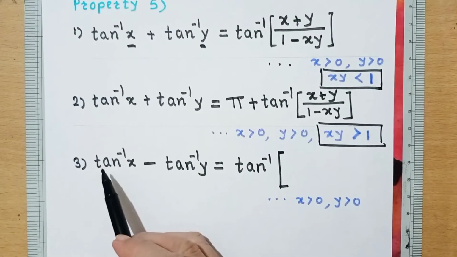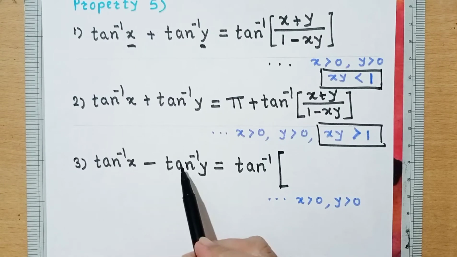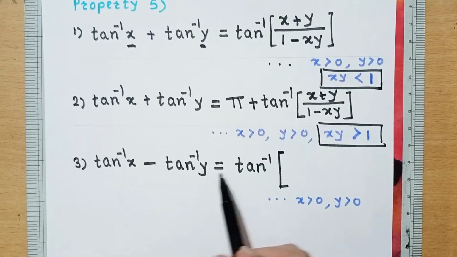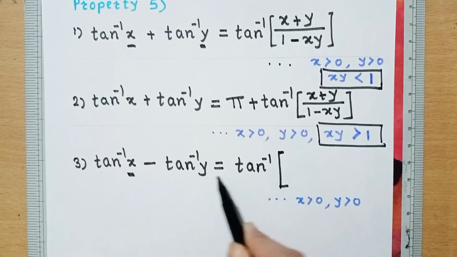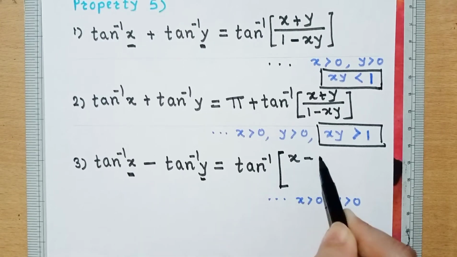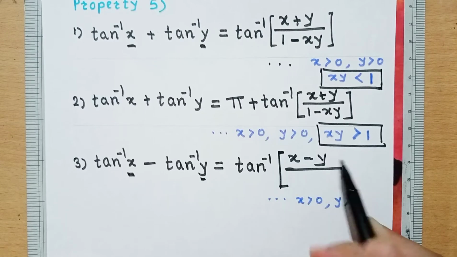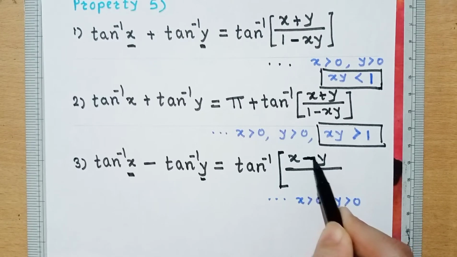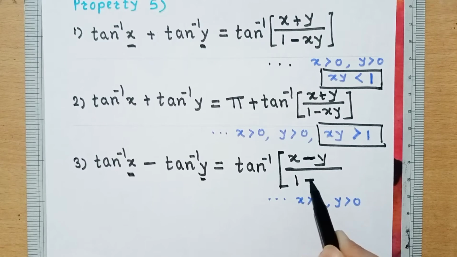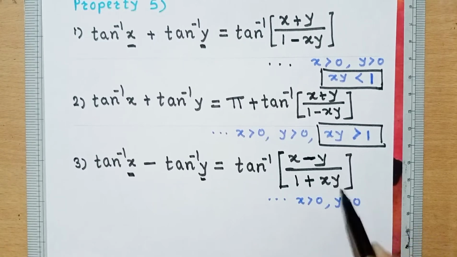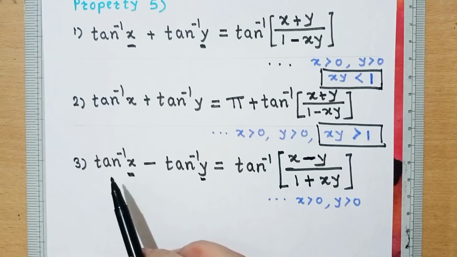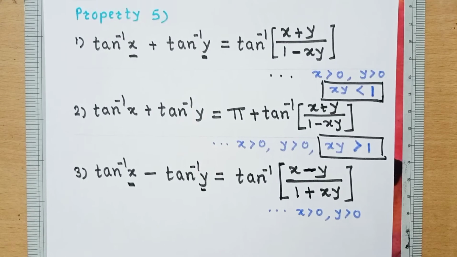And third one, tan inverse x minus tan inverse of y is equal to tan inverse of, now here x minus y we will write here in the numerator, and in the denominator, since we have written minus sign here, we will write here plus and then product xy. This is the formula for tan inverse x minus tan inverse y. You have to learn this formula.